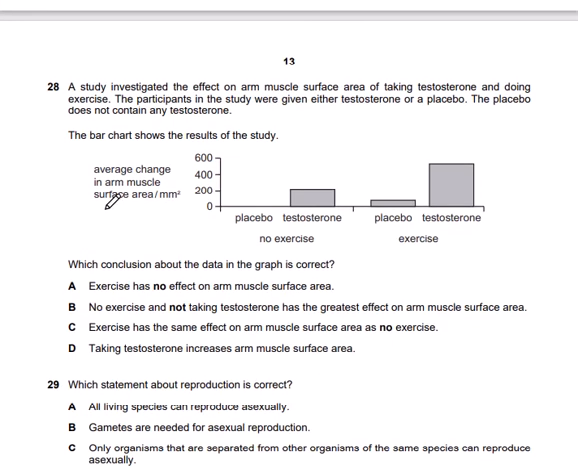A study investigated the effect on arm muscle surface area of taking testosterone and doing exercise. Alright, so basically, as you see here, the placebo did not have any effect when you're not doing any exercise, and it had a lower effect even if you did exercise, right? So testosterone will have the most effect even if you're not doing any exercise. It increases the average arm muscle surface area. So taking testosterone increases the arm muscle surface area whether you're doing exercise or not.